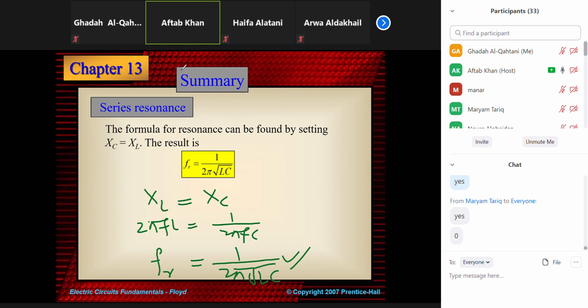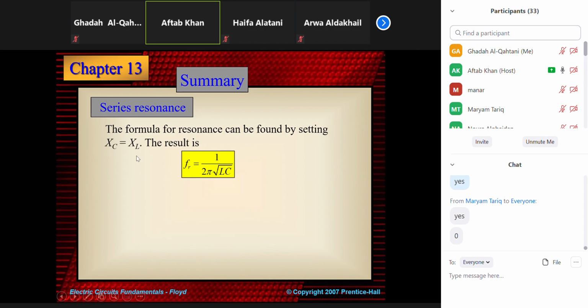resonance. So if you want to know at which frequency XL is equal to XC, you just need to apply this formula, put the values of L and C, 2 pi, and you will get the frequency at which XL is equal to XC. Clear, girls, this formula also? Okay, so this is called the resonance frequency formula.